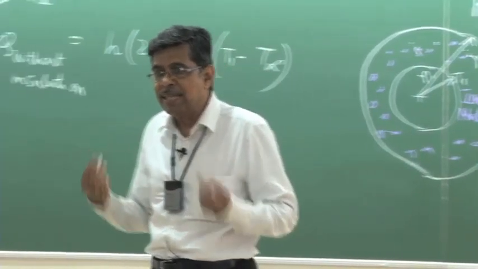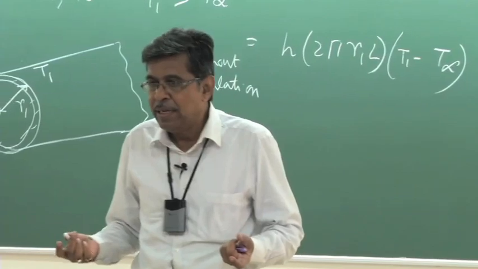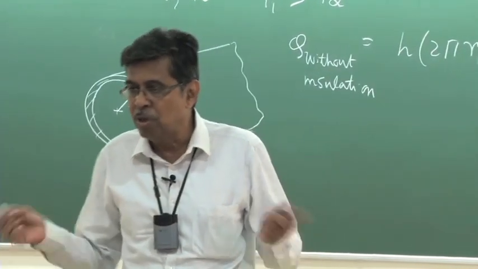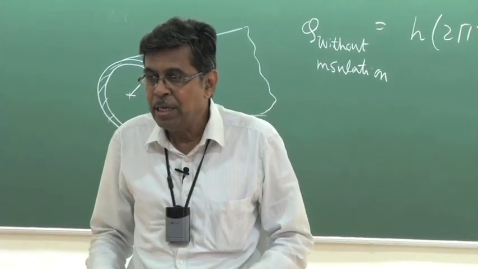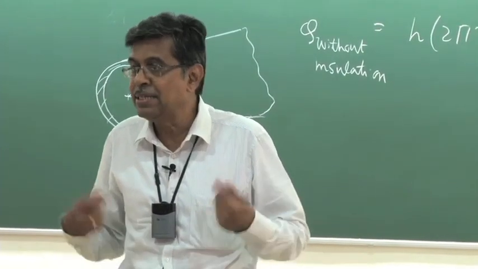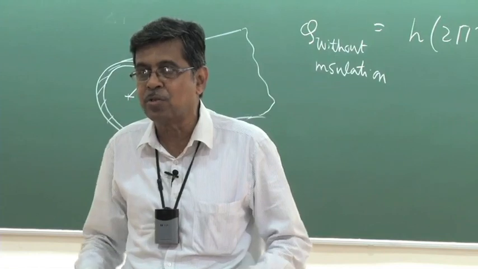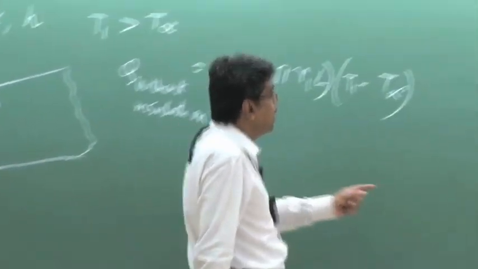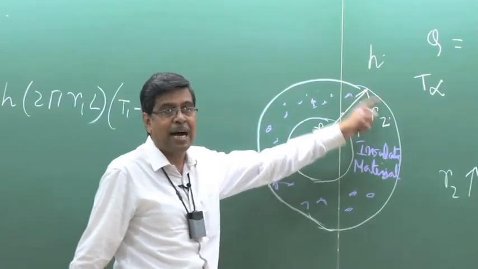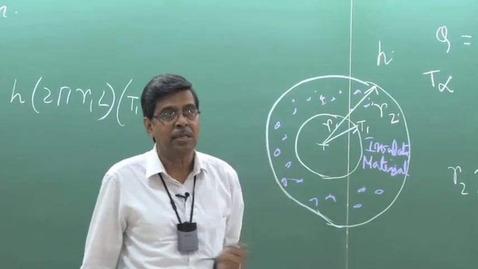That means there are two counterweighing parameters. With increasing R2, on one hand we are increasing the conduction resistance, which reduces heat transfer, but on the other hand it decreases the convection resistance, which increases the heat transfer. That is to be physically realized, in which way? As we go on increasing R, the surface area is going to increase.